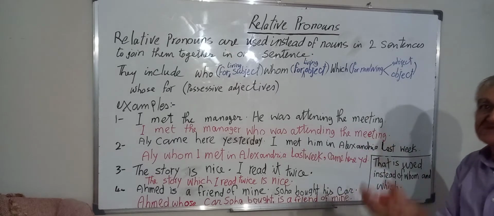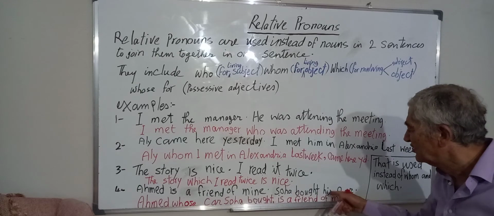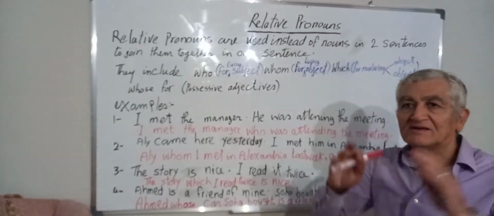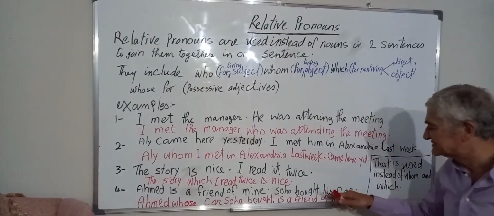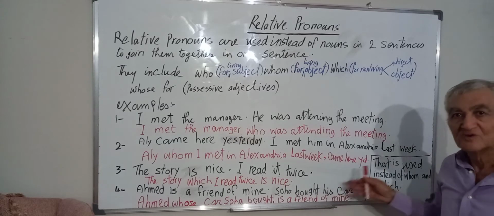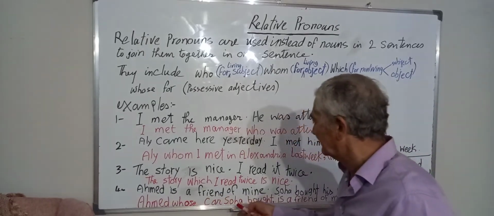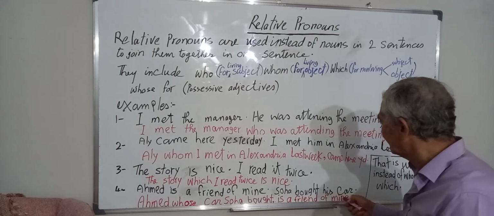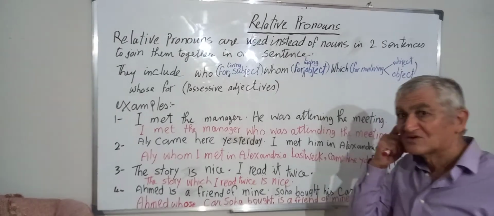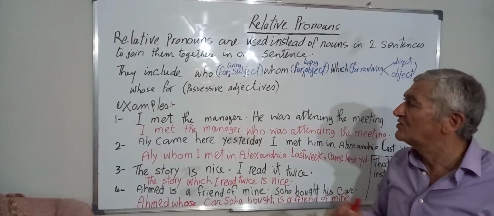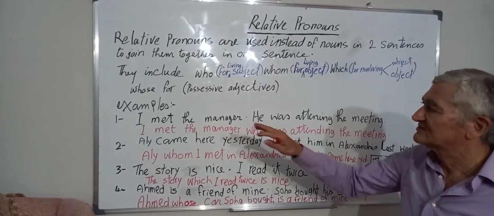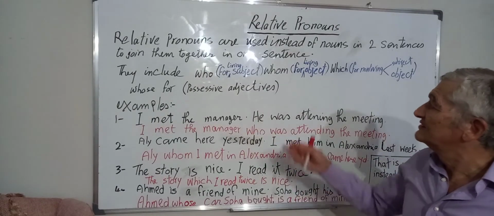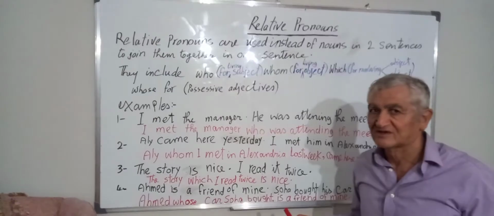Exactly the same usage. So I say whose car. I can't say his without saying his what. So the same with whose, I must say whose car. Whose what? Whose car. Ahmed, whose car Soha bought, is a friend of mine. I think this is quite easy to be used by you all once you understand the mechanism of using these relative pronouns. It's that easy. It's not difficult at all.